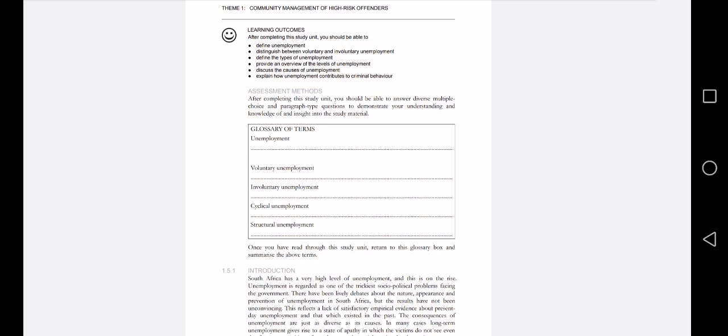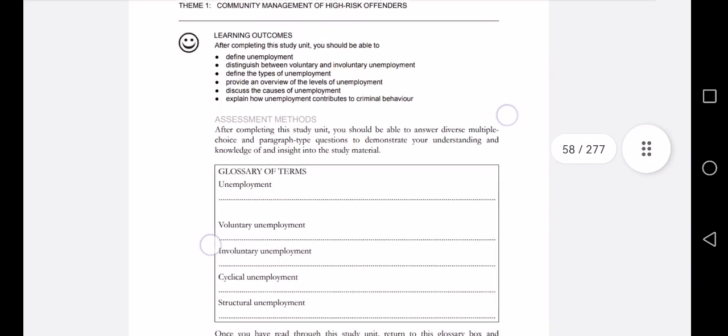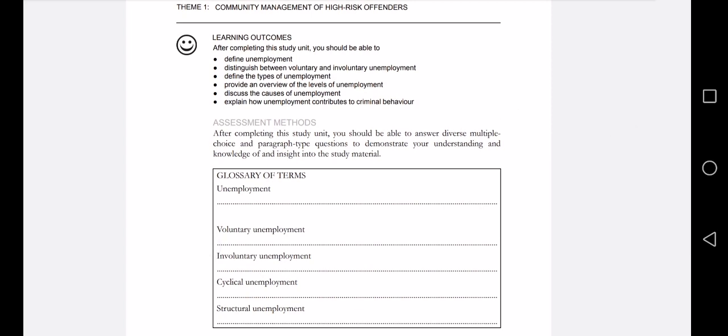After completing this study unit, you should be able to define unemployment, distinguish between voluntary and involuntary unemployment, define types of unemployment, provide an overview of levels of unemployment, discuss the causes of unemployment, explain how unemployment contributes to criminal behavior. Okay.